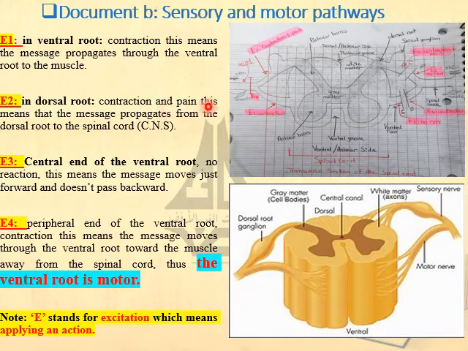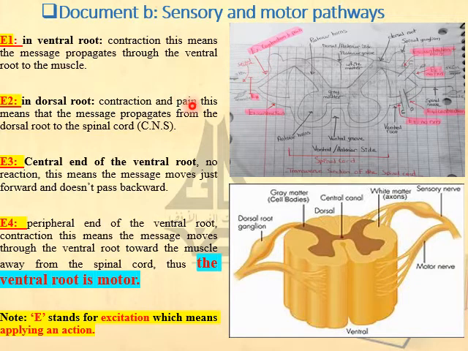Contraction means that the message reached the muscle, which ensures contraction. What about pain? Which organs are responsible for pain inside our body? You know that we receive pain by the receptors of the sensory organs, right? We feel pain due to the receptors that are found in the sensory organs. So, can we make a relation between the dorsal root and the sensory organs?